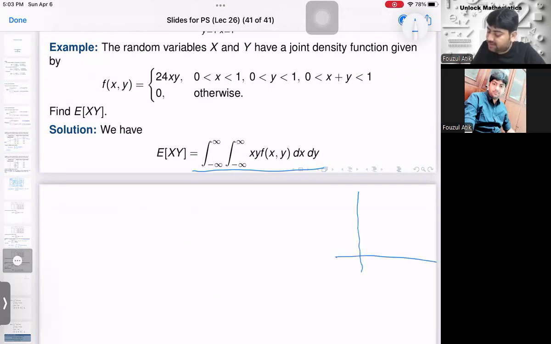The region is x between 0 to 1, y also between 0 to 1, and x plus y is at most 1. So this region is basically this region. What are the vertices? This is (0,0), this is (1,0), this is (0,1), and this line is x plus y equal to 1. So it is below that line. Our region of integration is this part.